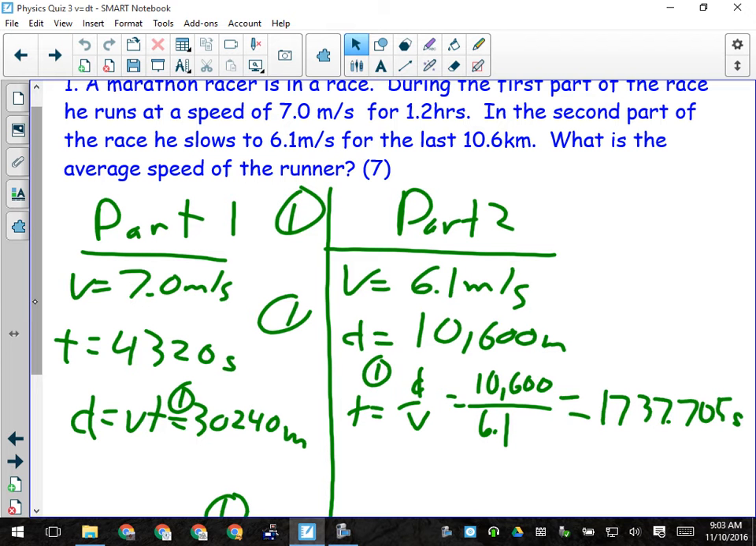Okay, now I know how far this person has run because I know how far they ran in the first part and they told me how far they ran in the second part. Okay, so I have the total distance. What I don't have yet is the total time because they didn't tell me how long the second part took. But again, they gave me enough information to find it. So their next mark will be for calculating T in part two. So T equals D over V. Okay, that's 10,600 over 6.1. So if they did that, okay, give them a mark for that method mark there. Okay, and that should have come out to 1,737.705 seconds.